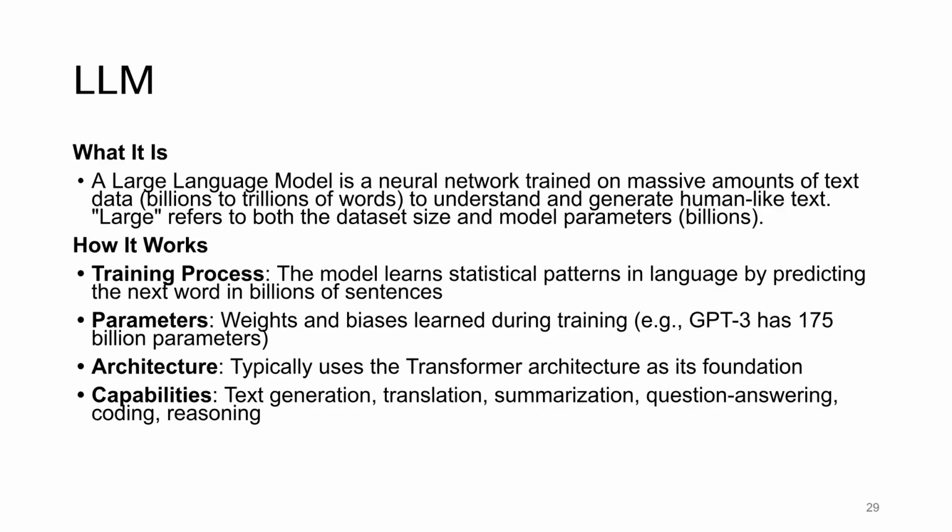The training objective is simple: predict the next word. But at scale, this simple objective produces emergent capabilities: reasoning, following instructions, writing code. LLMs use transformers as their foundation, but the scale is what enables their remarkable abilities.